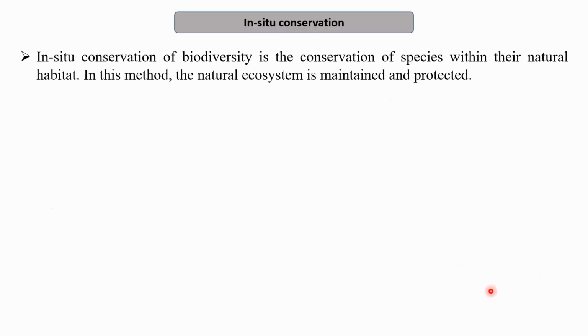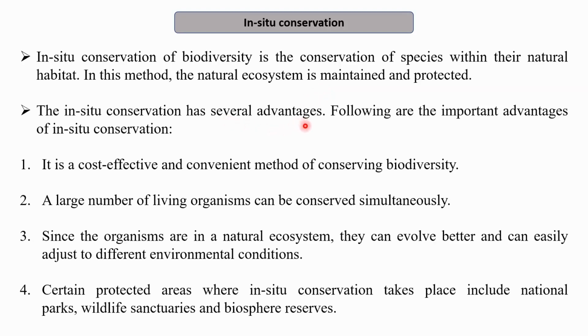So in situ conservation, which is an on-site conservation of biodiversity, is the conservation of species within their natural habitat. In this method, the natural ecosystem is maintained and protected. And by maintaining the natural ecosystem or by protecting the entire forest, we are trying to provide the natural habitat to the losing biodiversity so that their number does not decrease further. The in situ conservation has several advantages, and firstly, it is a cost-effective and convenient method, as we do not need to dislocate the threatened species from their natural habitat to some artificial habitat.